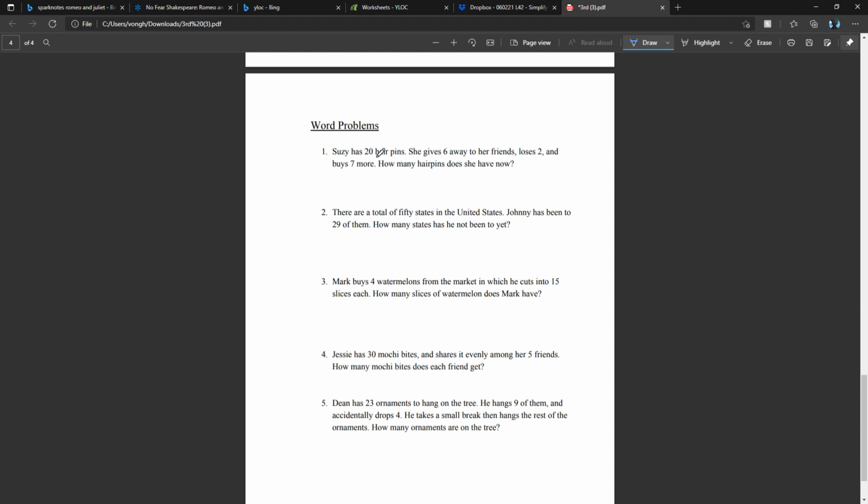Susie has 20 hairpins. She gives 6 away to her friends and loses 2. And then she buys 7 more. How many hairpins does she have now? Now here you have to use PEMDAS, but you don't really have to worry about it right now because you don't have any multiplication. So she starts off with 20 hairpins, right? Then she gives away 6, and giving away means subtracting. So 20 minus 6 gets you 14.